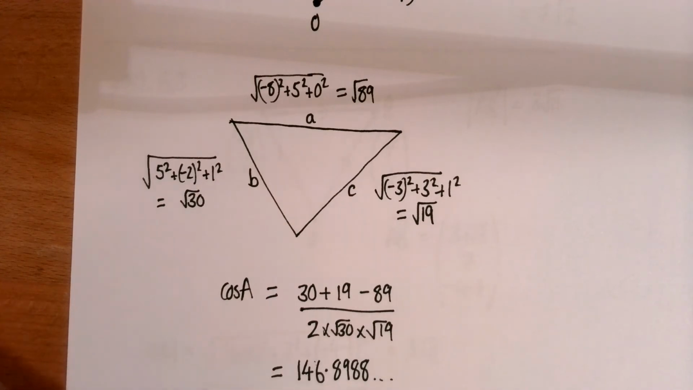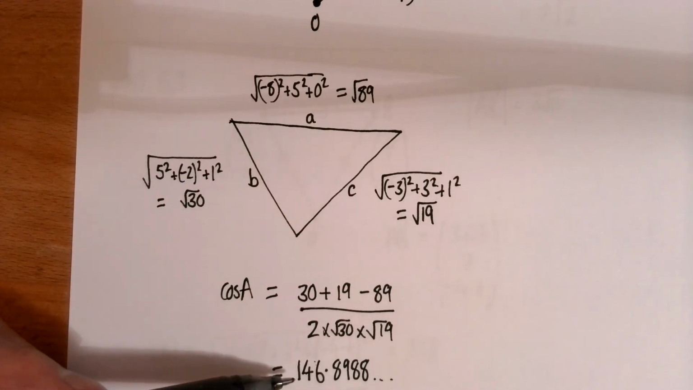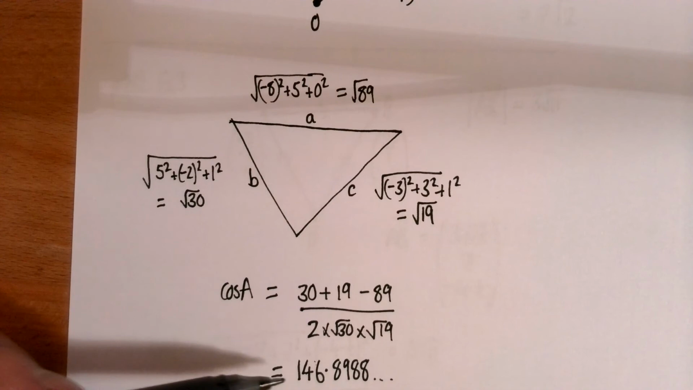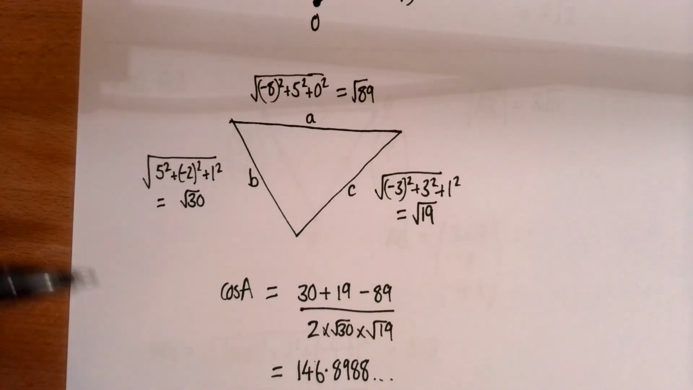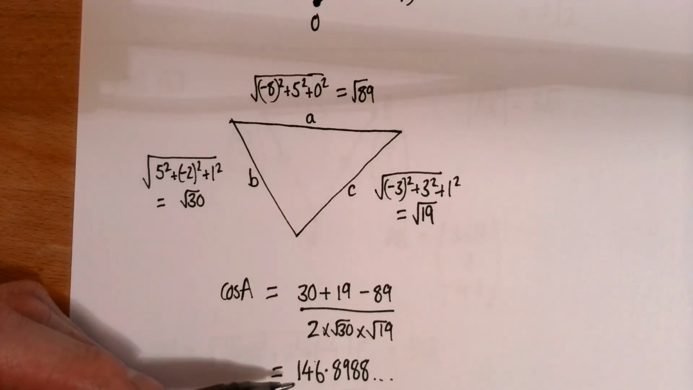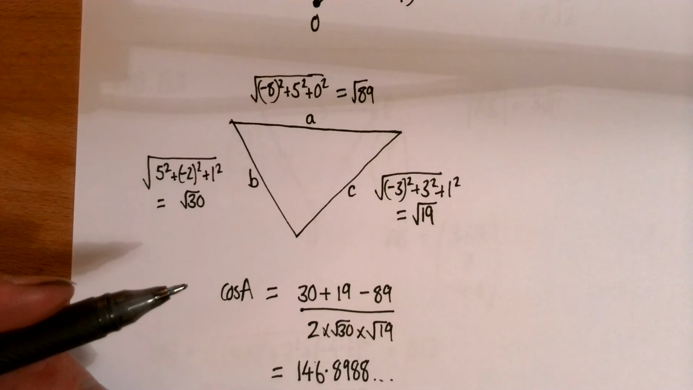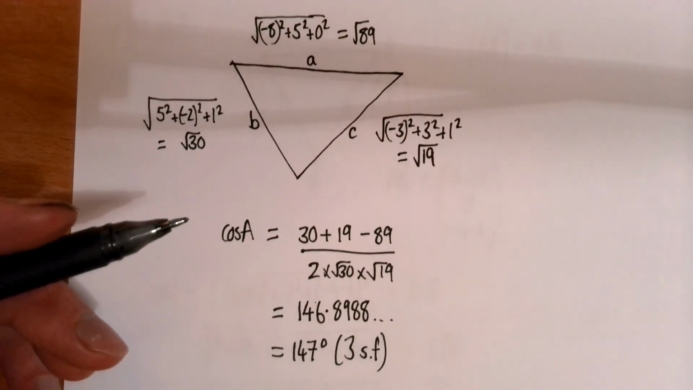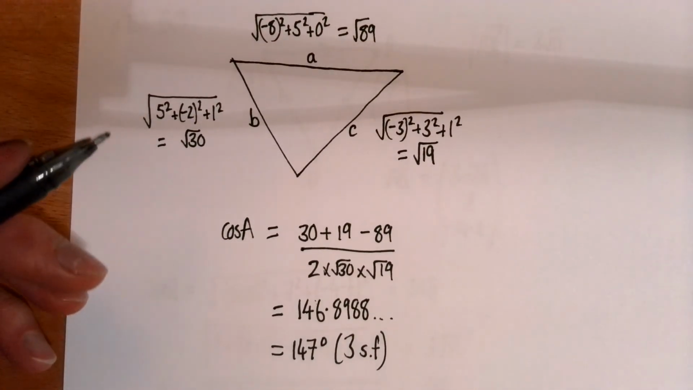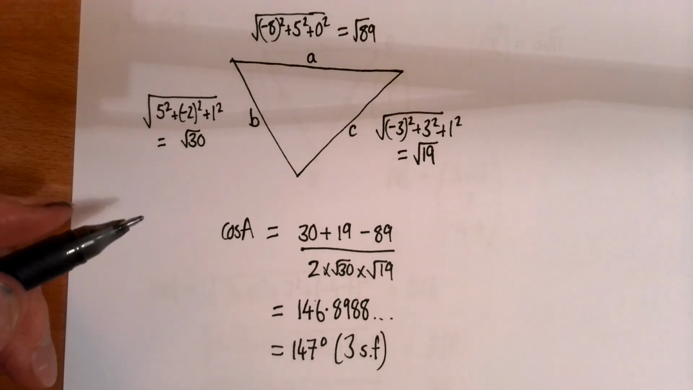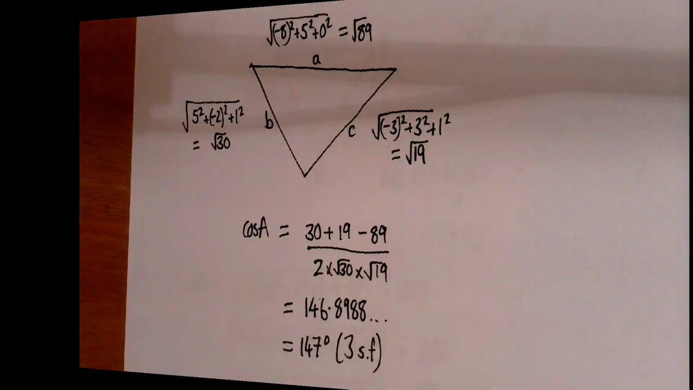Now you could ask, how do I know it's this and not one of the other solutions for that angle? Well, I know it's in a triangle, so it's got to be less than 180 degrees, and that's the only solution between 0 and 180 that works, and I've rounded it to 3 significant figures. So that's how to find the angle between two vectors, and it uses the rearranged cosine rule.